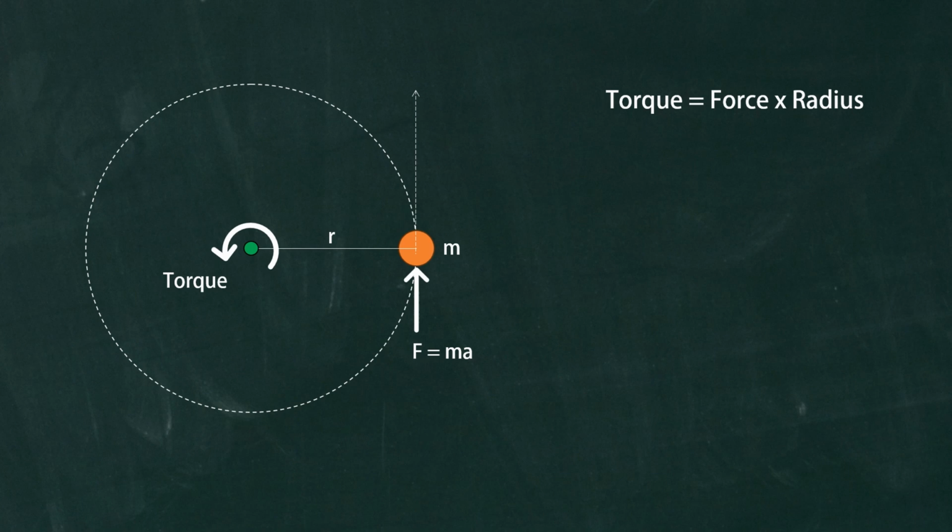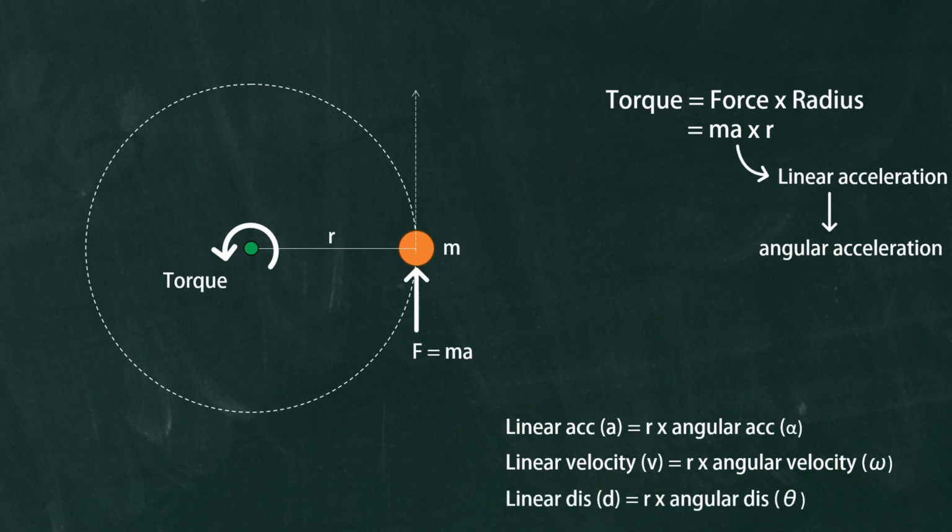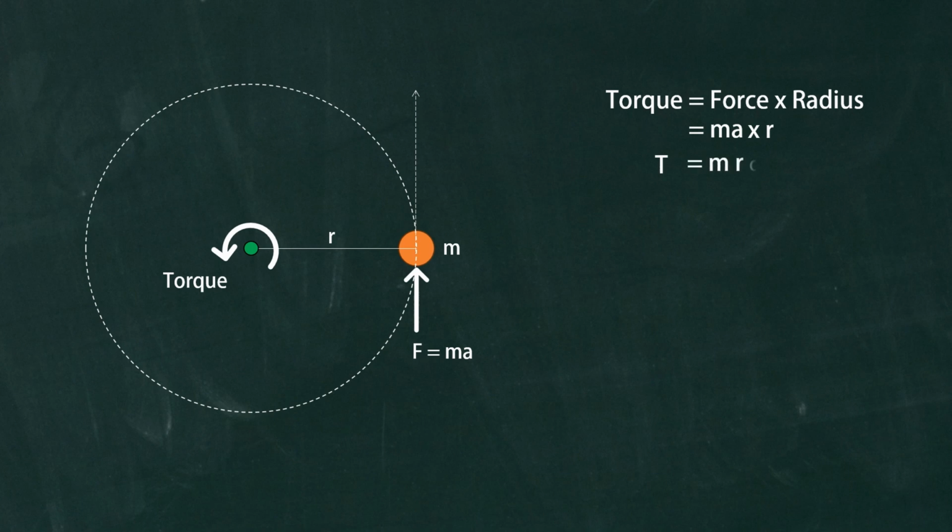Well, we know the relation between force and torque. Torque equal to force into radius r. Now, what's the force? Force will still be ma, right? But in this case, as we are rotating, we need to replace the linear acceleration with angular acceleration. And we also know the linear acceleration is equal to r times angular acceleration alpha. If you forget, linear velocity equal to r times angular velocity. Linear displacement equal to r times angular displacement. So the torque T equal to m r alpha into r, which simplifies to m r square alpha.